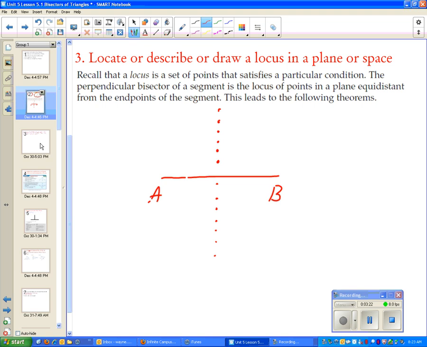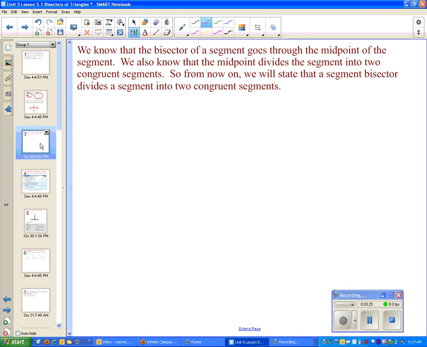Okay. Now, we're going to do something here to make our proofs just a bit easier. We know that the bisector of a segment goes through the midpoint of the segment. That's the definition of it. We also know that the midpoint divides the segment into 2 congruent segments. That's the definition of midpoint. So from now on, we will state that a segment bisector divides a segment into 2 congruent segments. So in other words, we're kind of making our own little postulate here. Okay? We're putting 2 things together in a logical manner, so we can do that. I mean, if we were writing a book, we'd have to actually spell it out, but I feel like this is spelling it out, I guess, really.